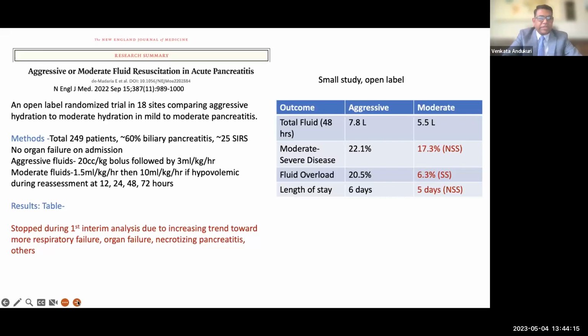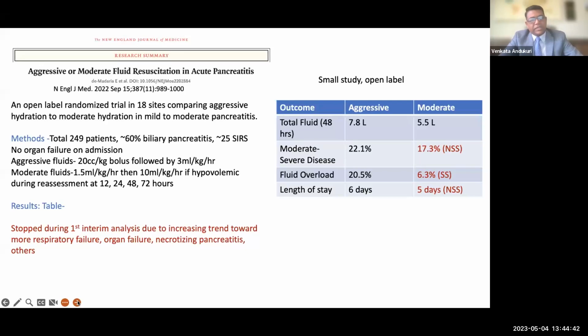This was a 2022 NEJM paper. It was an open label randomized trial in 18 sites comparing aggressive hydration to moderate hydration in mild to moderate pancreatitis. The methods: a total of 249 patients, approximately 60% had biliary pancreatitis, and approximately 25% had SIRS. No organ failure on admission.